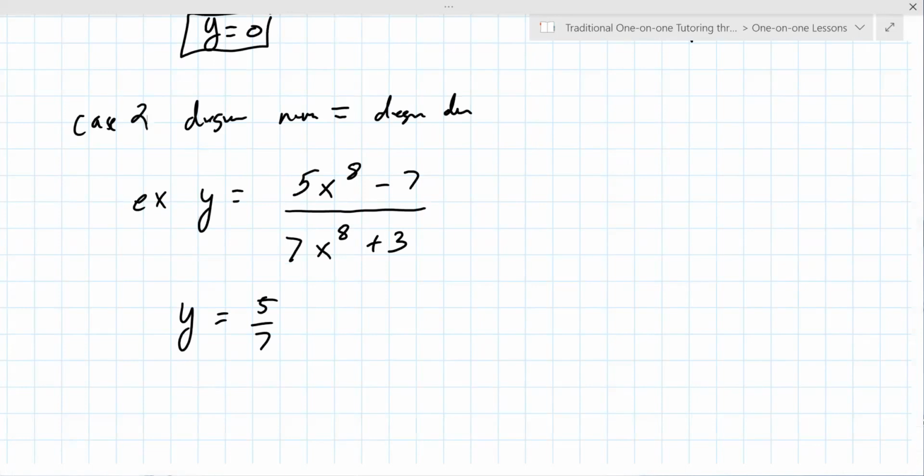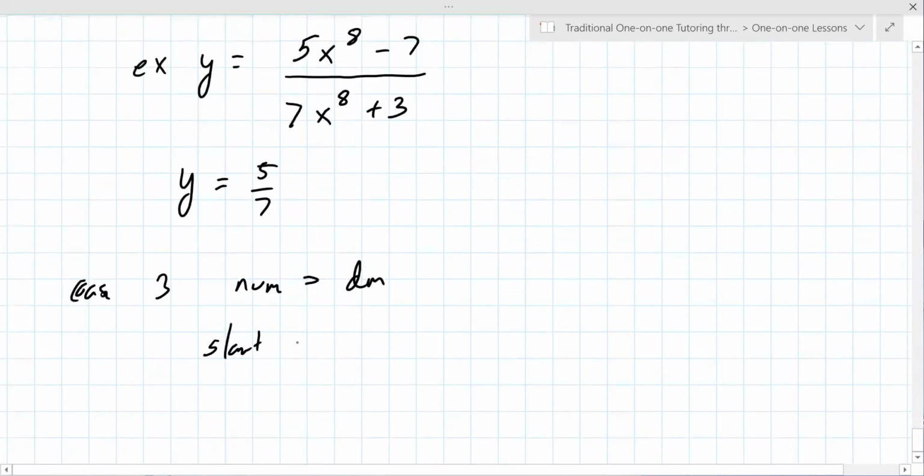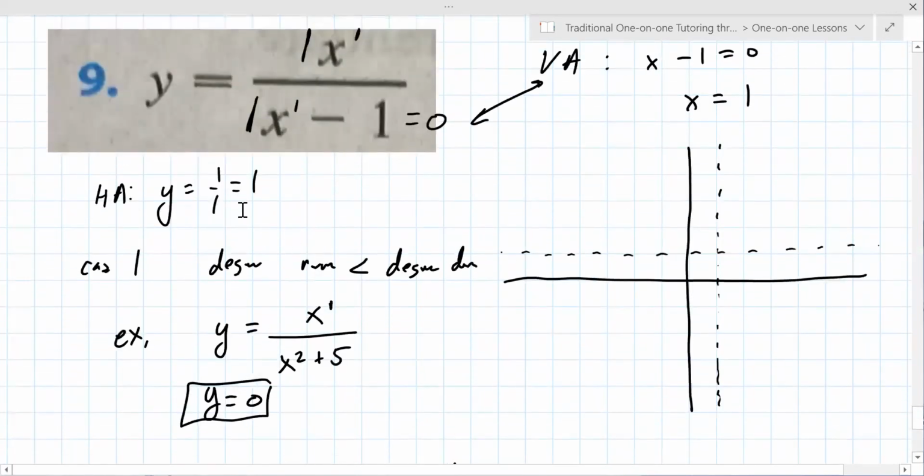Let me see if it applies to any of the problems. Doesn't look like it applies to any of these. But case 3 is when the degree of the numerator is greater than the denominator. That leads to a slant asymptote. Okay, so kind of out of scope here, but that is what we've got.